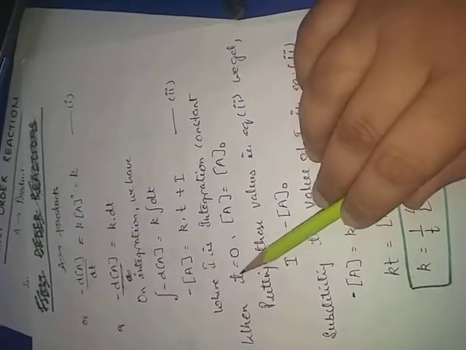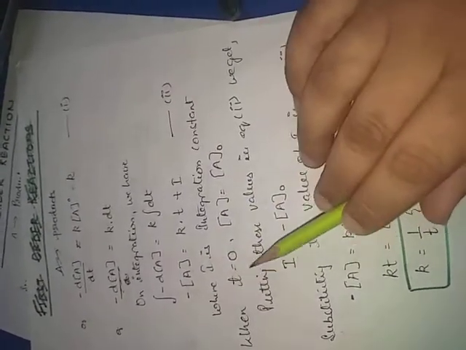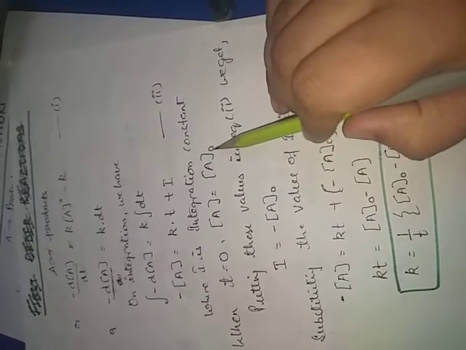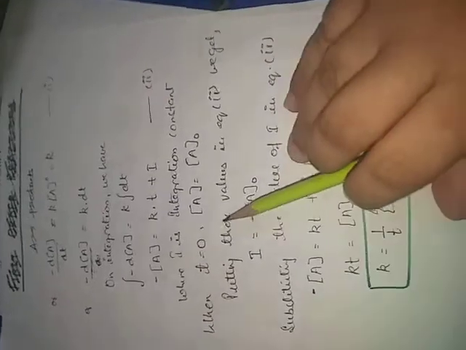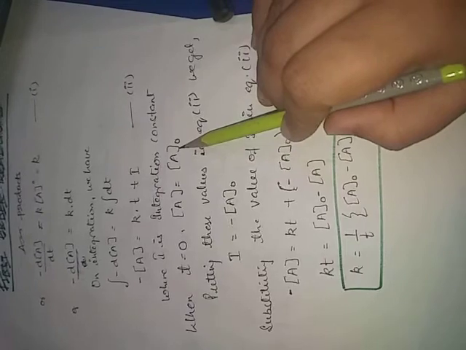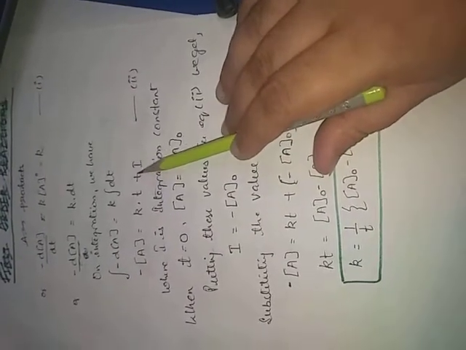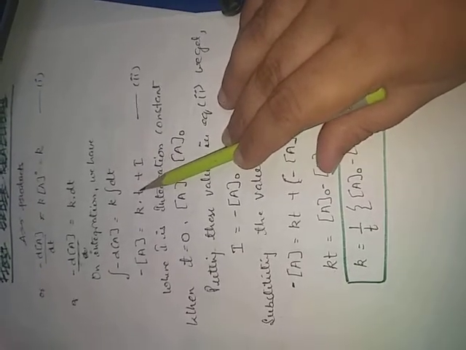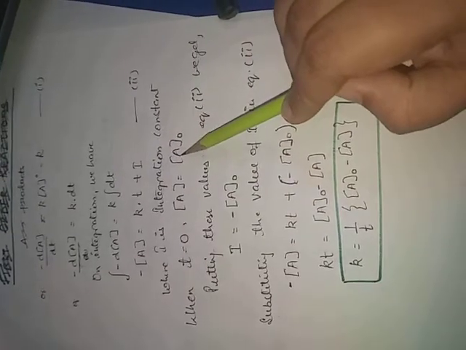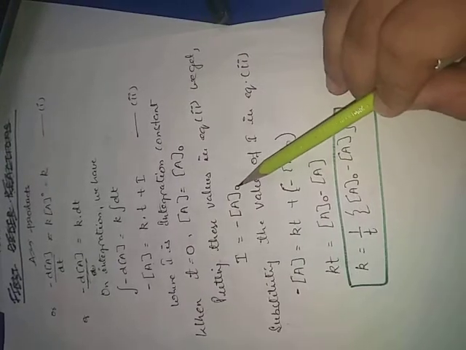Now suppose when t is equal to 0, that is the initial time, the starting time, at that time the molar concentration of A is equal to A naught. We have read it earlier also. So when t is equal to 0, [A] becomes A naught. Now we'll put this value in this equation. It means here I will become equal to minus A naught.